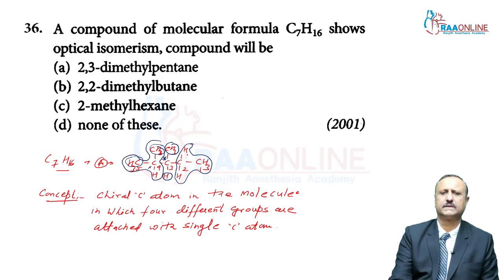Then, my dear students, this is the chiral carbon atom present here, because you can see this third carbon atom has 1, 2, 3, 4 different groups present. So, my dear students, a chiral carbon atom is present, which means that molecule shows optical isomerism. So you can go with option A. First of all, you draw the structure, and when you draw the structure you can find the carbon atom in which 4 different groups are attached. When 4 different groups are attached, that carbon atom is called a chiral carbon atom.